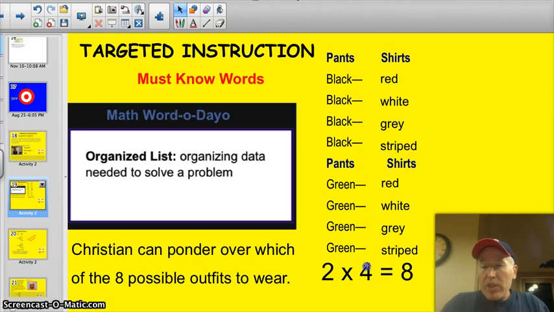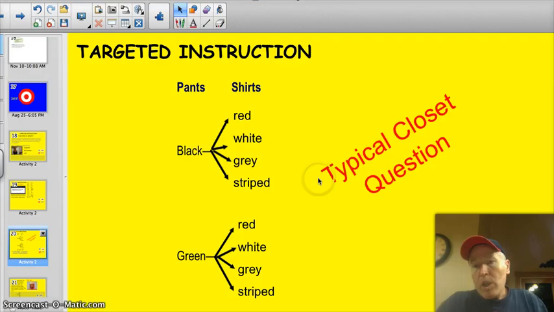But the problem is, on this tricky target, we need to be able to list all the combinations, like black, red, black, white, black, gray, and black stripe. So here's how I do it to help save the amount of writing that one needs to do. Look how I set this up. And this is the typical closet question. Pants, shirts, you got black and green. You could even use B and G. And then he could wear black and red, black and white, black, gray, black, stripe. And you could even use abbreviations here, R, W, G, and S. As long as you can explain to someone who asks you, well, what are those 8 combinations?